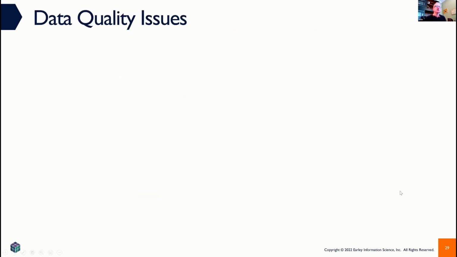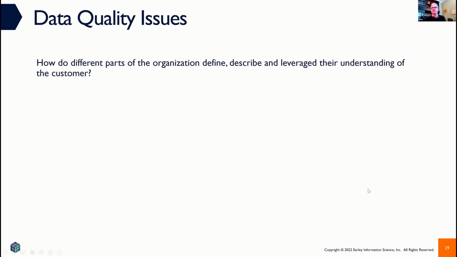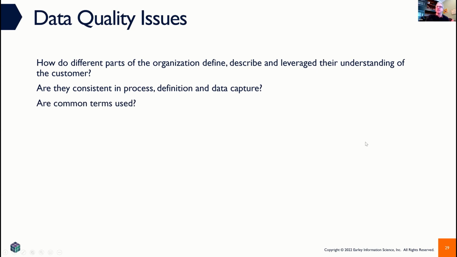Now, here's where we start running into the problems with data quality. Different parts of the organization are going to describe the customer in different ways. Many times they're not consistent in the process, in the definition. Many times different terminology will be used because these systems grow up independently and the attributes are not defined in advance so that we have a consistent model.